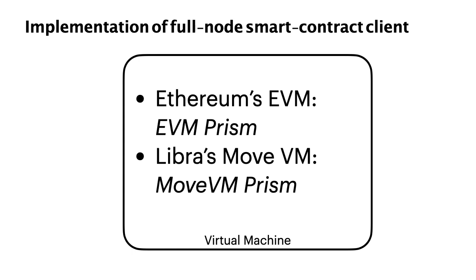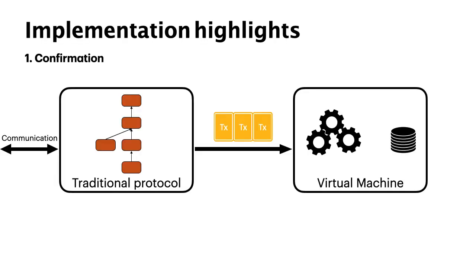Move VM Prism. I would like to note that not every consensus protocol can integrate with another smart contract virtual machine. So here, let me introduce several key design and implementation highlights that make the Prism consensus protocol suitable for both of these two VMs and distinguish Prism from traditional consensus protocols. The first highlight is that Prism can provide high confidence confirmation.